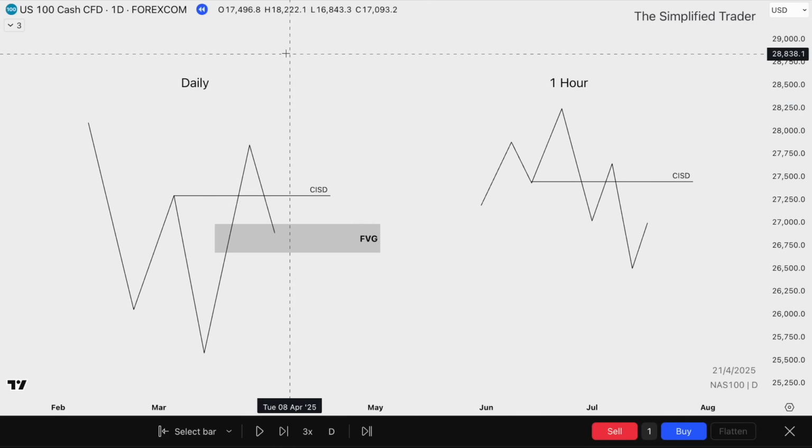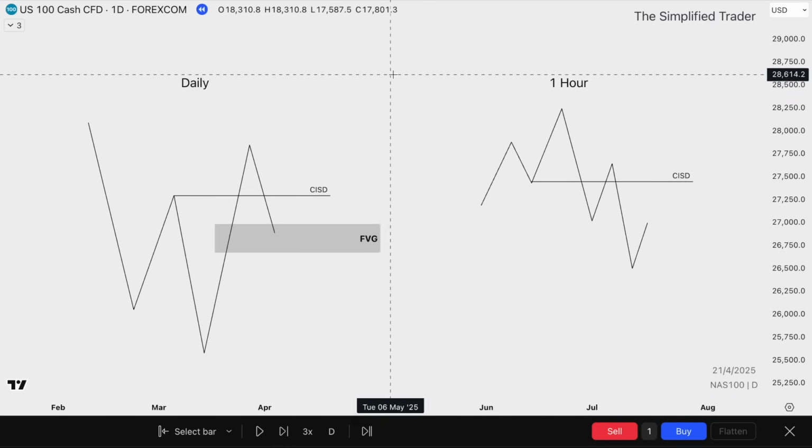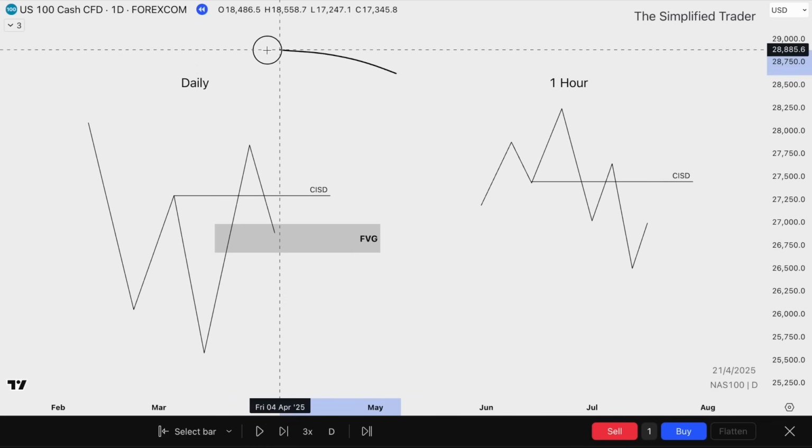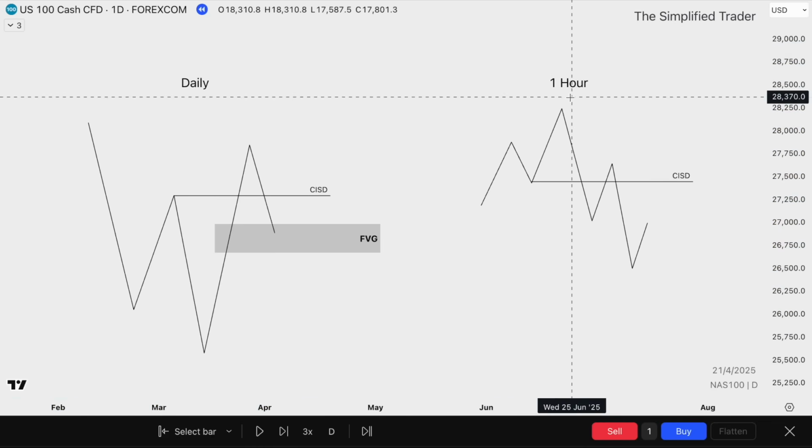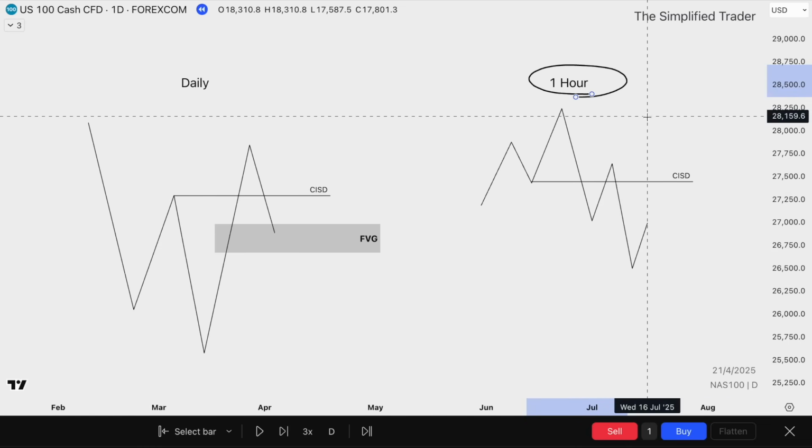So this is the importance of having top-down analysis in your trading toolbox, so that we can get a higher time frame narrative before taking unnecessary losses on a lower time frame.